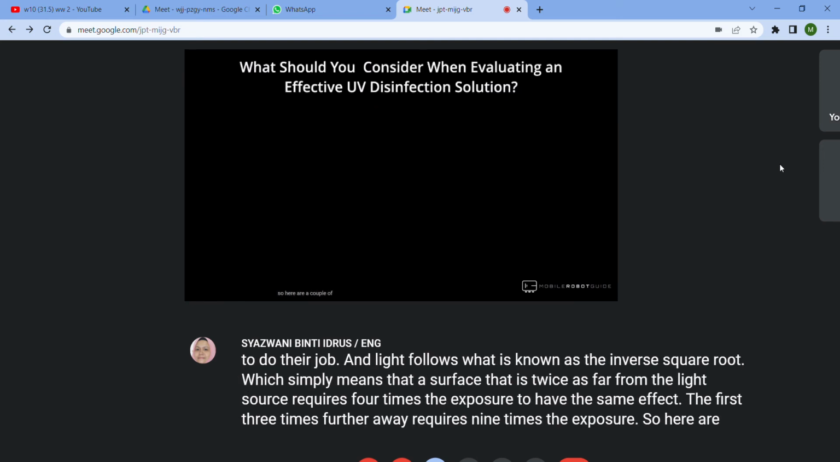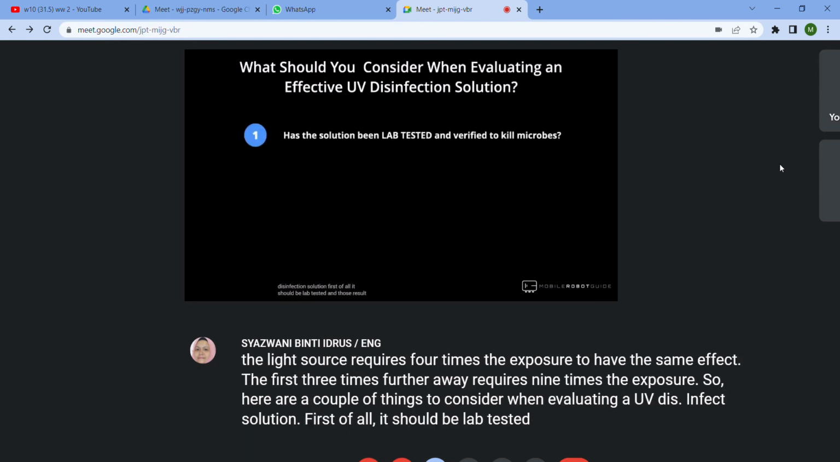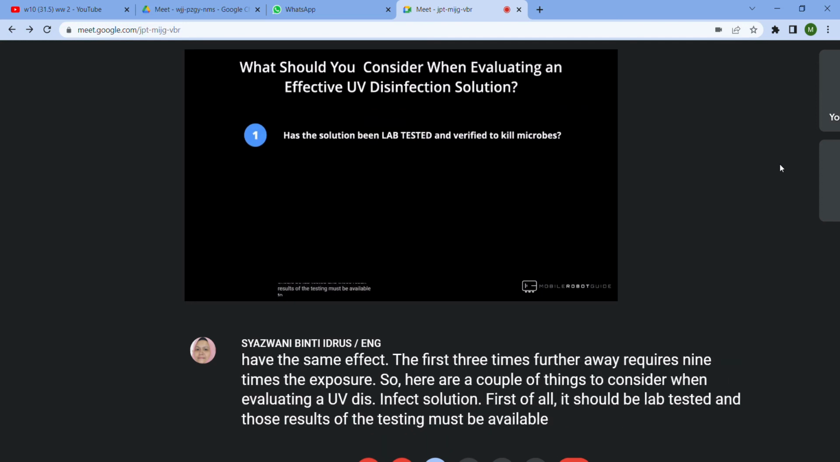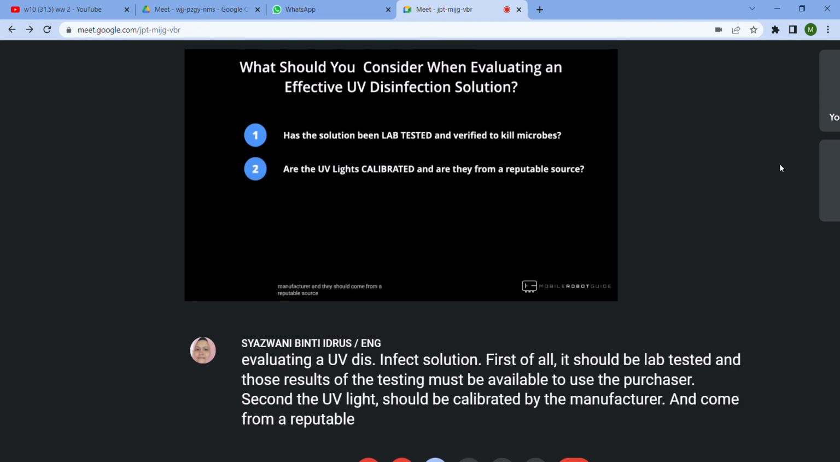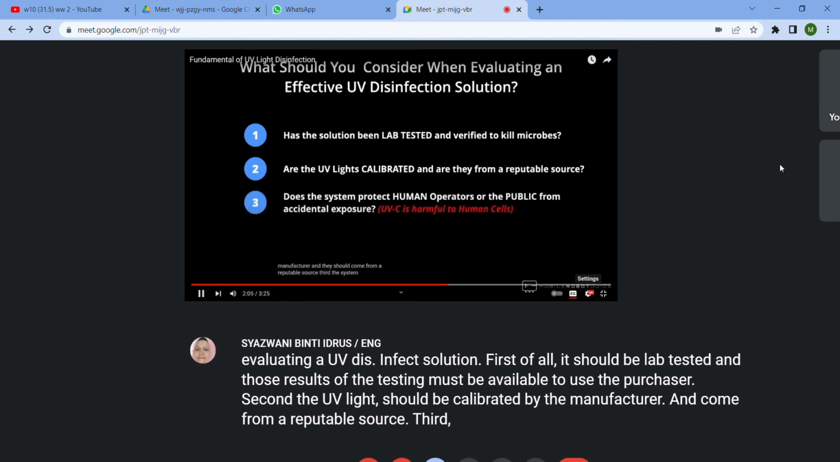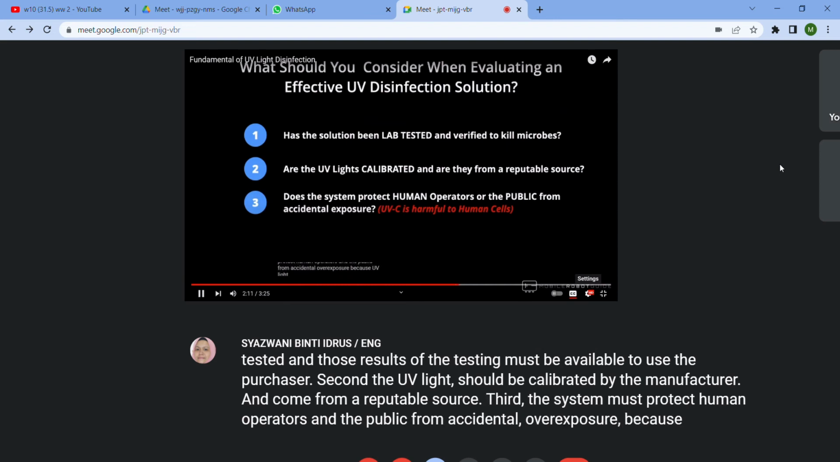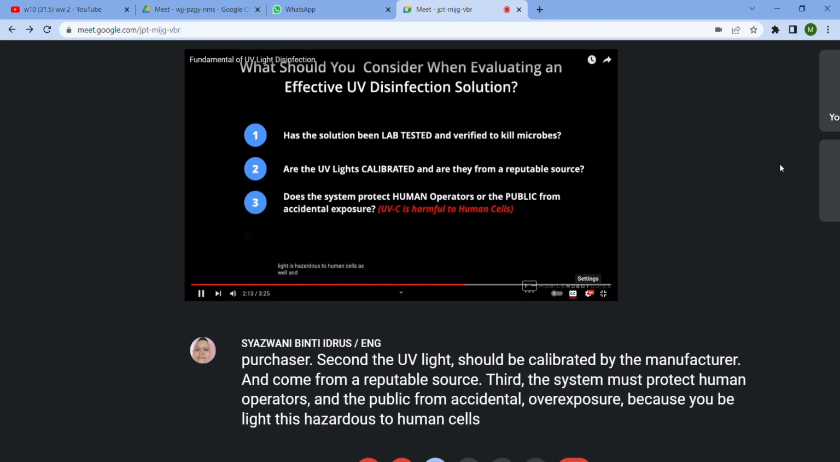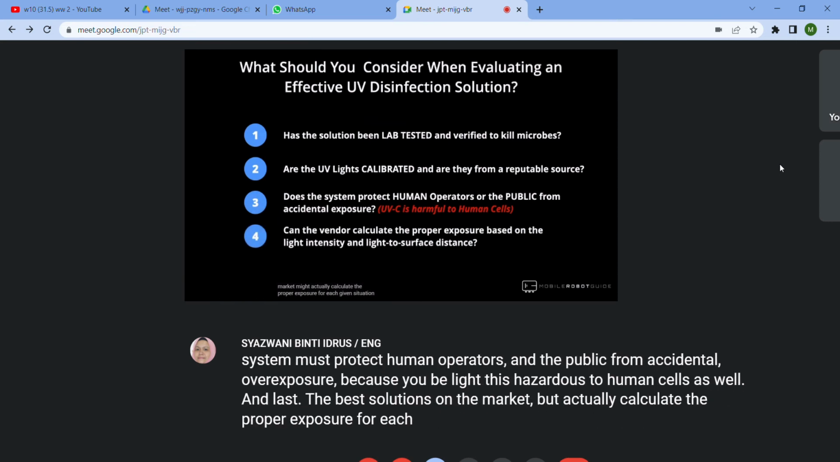So here are a couple of things to consider when evaluating a UV disinfection solution. First of all, it should be lab tested, and those results of the testing must be available to you as a purchaser. Second, the UV lights should be calibrated by the manufacturer, and they should come from a reputable source. Third, the system must protect human operators and the public from accidental overexposure, because UV light is hazardous to human cells as well. And last, the best solutions on the market must actually calculate the proper exposure for each given situation.